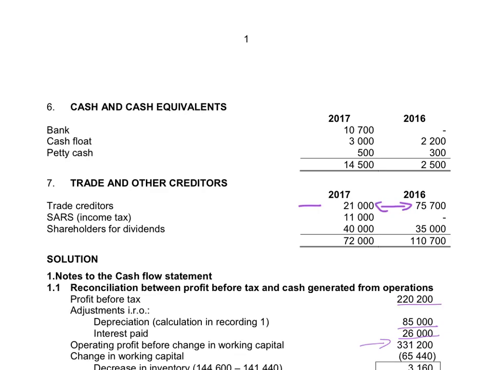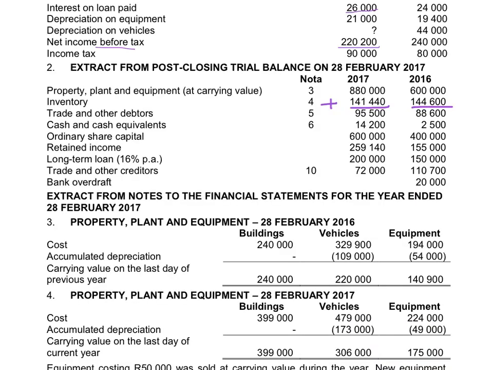Therefore, we will go to the retained income and we will use the figure 155,000 as the opening balance and 259,140 as a closing balance. Then the other entries that go to the retained income account are your profit after tax and your dividends.